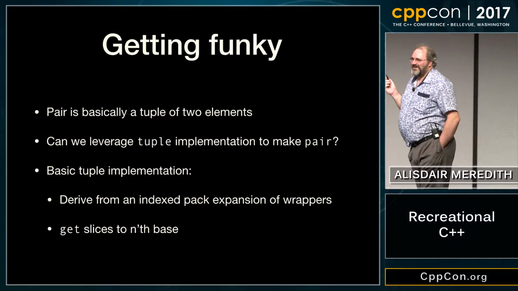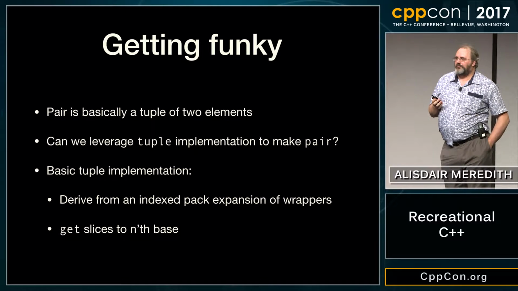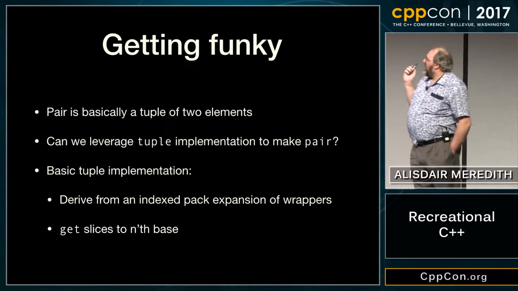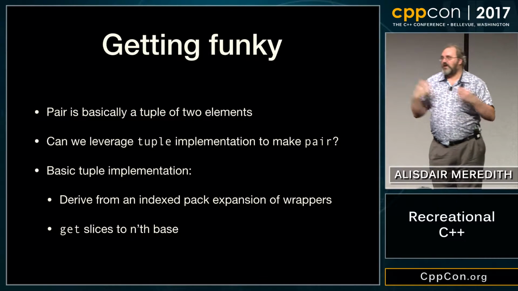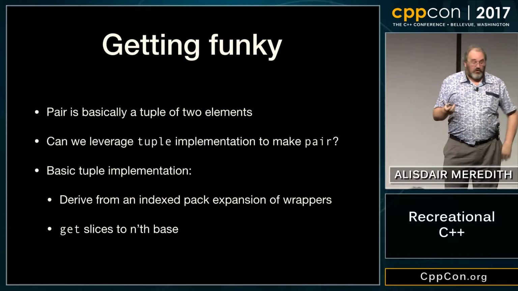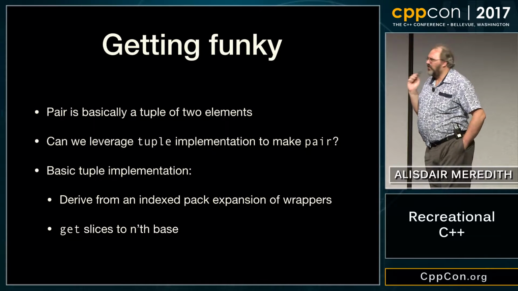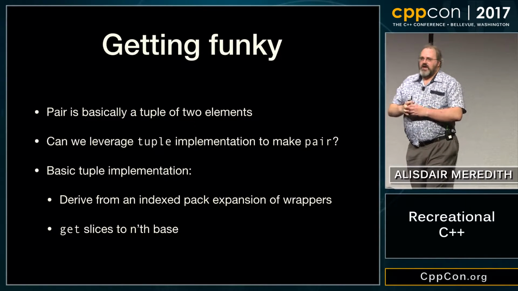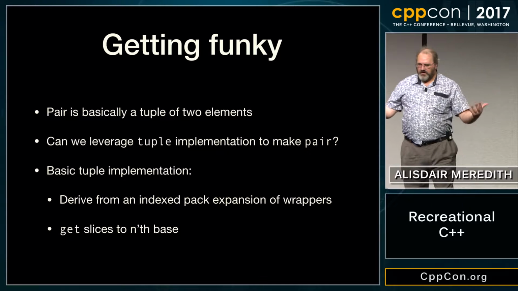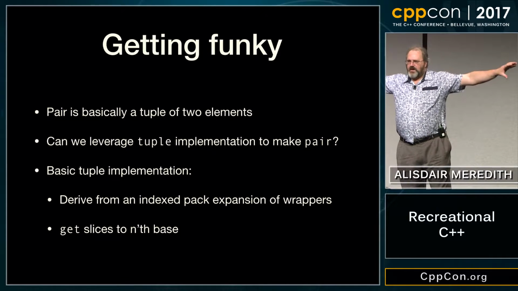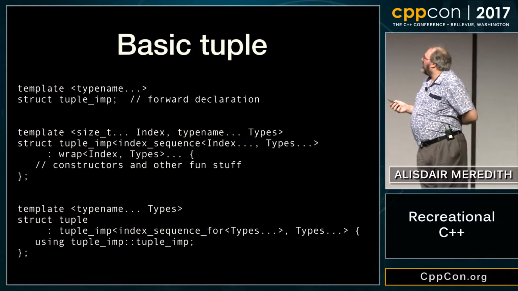But can we get it funkier? There's a strong analogy between pair and tuple. And there's some nice idioms about how we implement tuple that might make this implementation fall out, especially if I can reuse the tuple code so I've got a smaller code base. So the basic notion of a tuple implementation, for those of you who've not implemented tuple before, is I've got a tuple of parameters, and I'm going to want to derive from a wrapper of each element, and that gives me a base, just expand that base class, and I've now got the data structure for tuple.